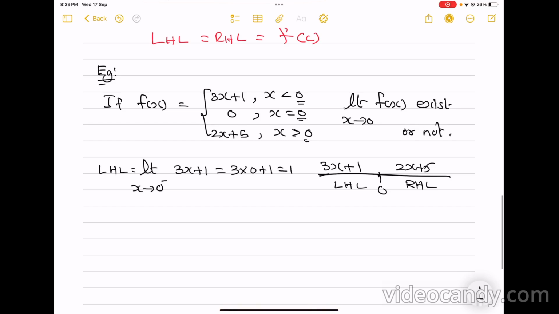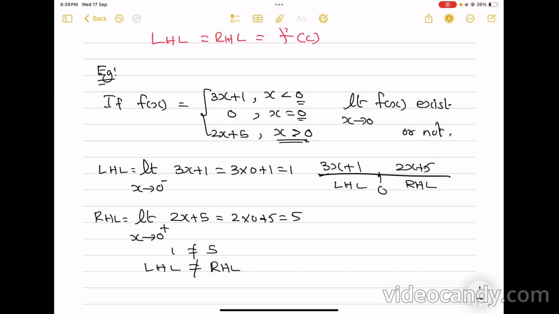What about your right hand limit? Limit x tends to 0 plus of 2x plus 5, this is the right side function, for greater than 0. So substitute 0. So 2 into 0 plus 5, you are getting the answer 5. So left hand limit is not equal to right hand limit, because it is 1 and 5. 1 is not equal to 5. Therefore, the limit does not exist. There is no point in checking whether it is continuous or not.